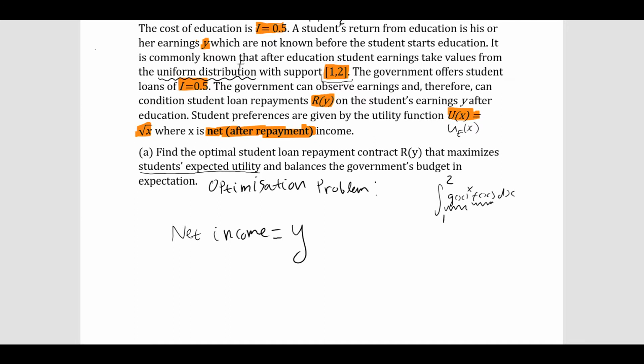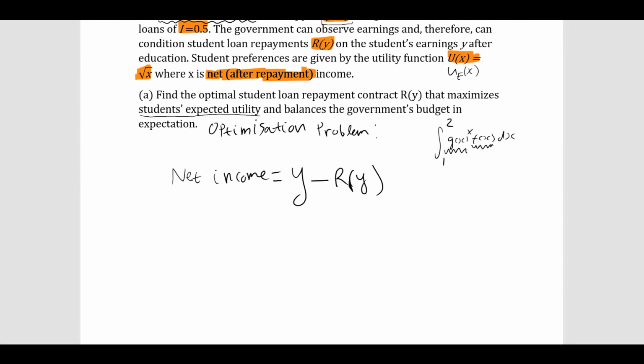And then we have to remove from that the money that they're going to have to pay back. But that's just going to be take away R of Y. The reason it's R of Y is because it depends on how much that student's earning. If the student ends up becoming a quant or banker and makes hundreds of thousands, they're going to pay back more every month than someone who goes into a different profession. So the net income is going to be Y minus R of Y.